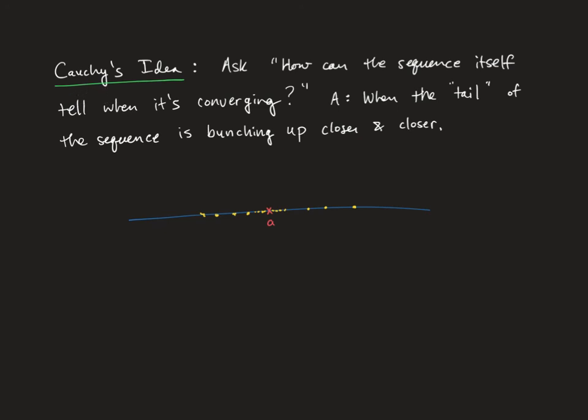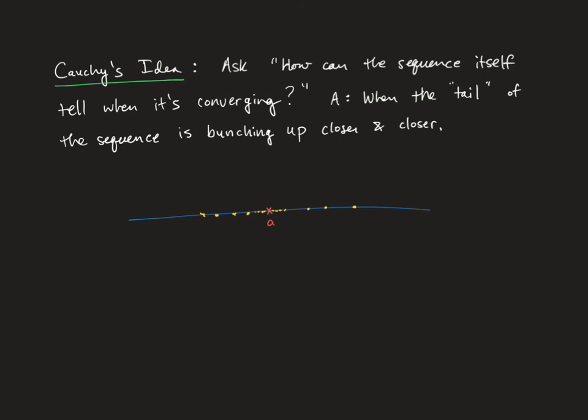Remember, we're trying to characterize when a sequence is converging without actually talking about the limit itself. One way you can think about this is to ask, how can the sequence itself, without any reference to the limit, just looking at the elements of the sequence, determine when it's converging? In other words, how would the sequence itself be able to tell when it's converging to some limit? So just the intrinsic properties of the sequence itself.